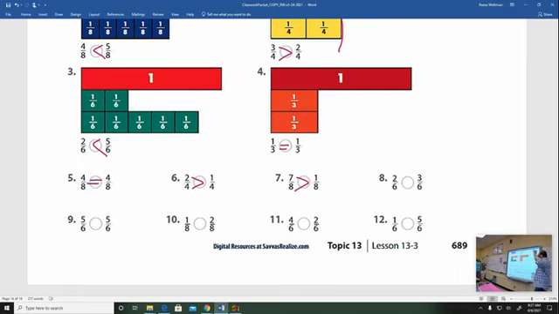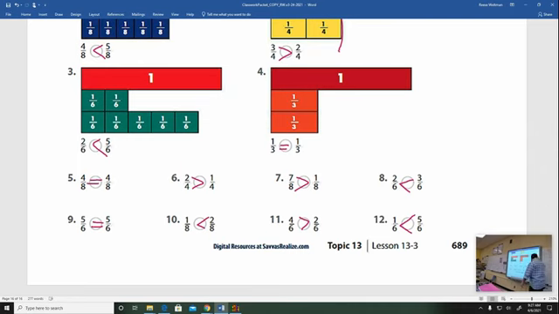2/6 and 3/6, guys. Everybody, 2/6 and 3/6. 3/6. 5/6 and 5/6. Equal. 1/8 and 2/8. 2/8. 4/6 and 2/6. 4/6. And 5/6. Good. So these are pretty easy, aren't they? Yeah. They're not too bad.